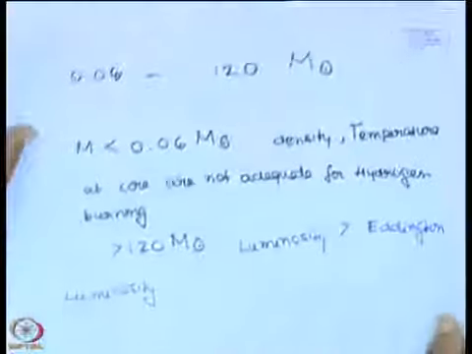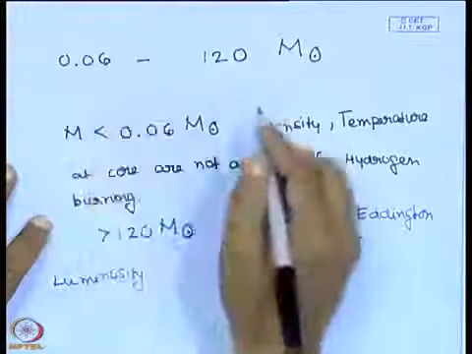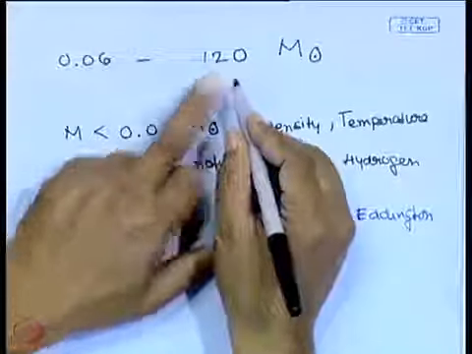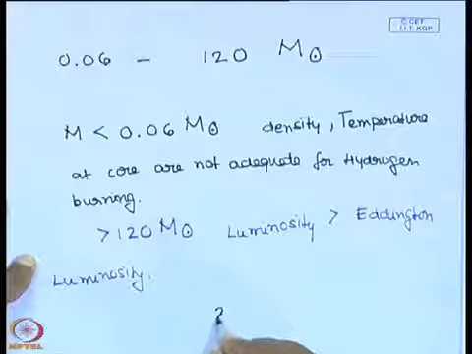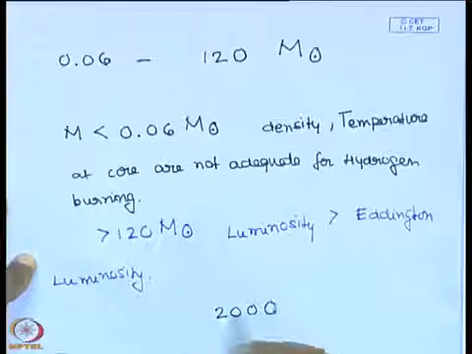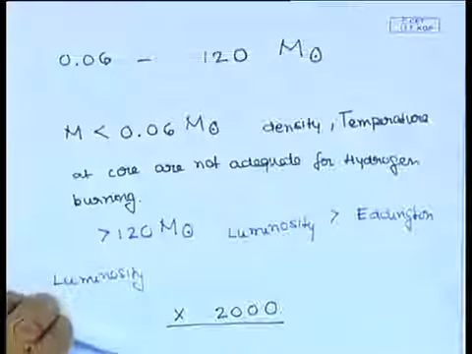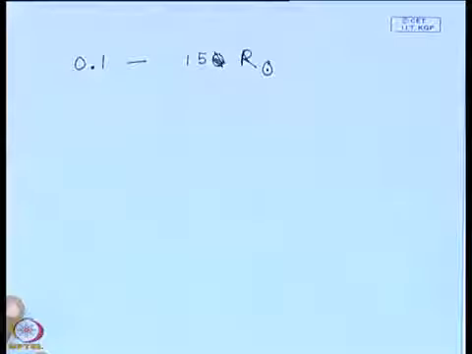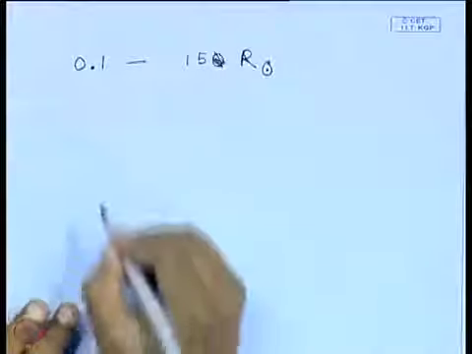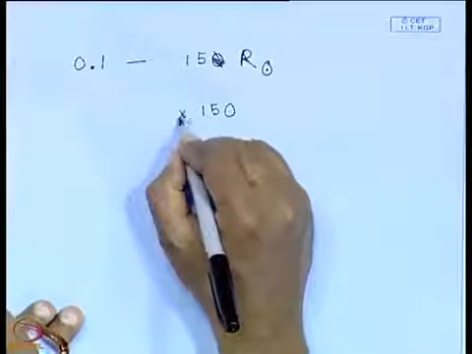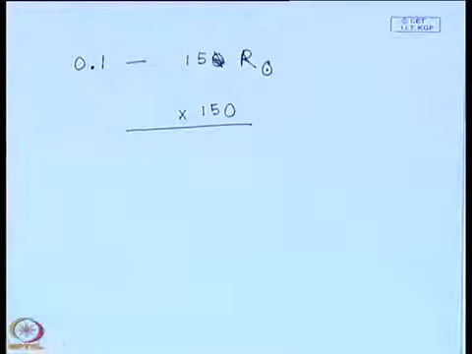So, the point to note here is that the ratio of the largest mass for which you can have a hydrogen burning star to the smallest mass is a factor of 2000. Whereas, for this mass range the radius is not very sensitive to the mass. The radius changes only by a factor of 150. Okay. It does not increase proportionately, it is a somewhat weak dependence.